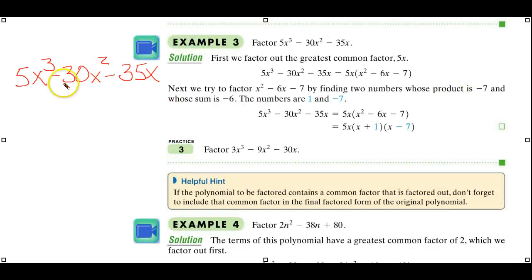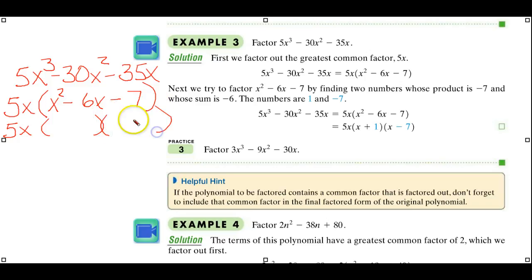Looking at example 3, is there a greatest common factor? Yes, we could factor out of every term 5x. And now we get x squared minus 6x minus 7. So now we write our 5x and then put 2 sets of parentheses. So once again, our first term is easy. Now notice the array of signs now. We have a negative here and a negative here.